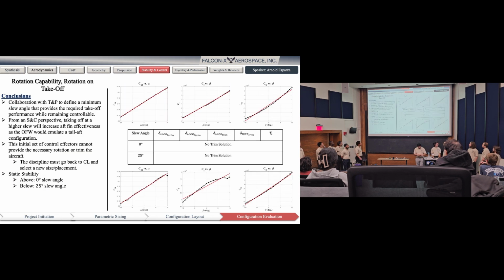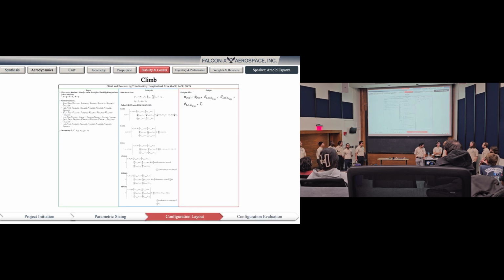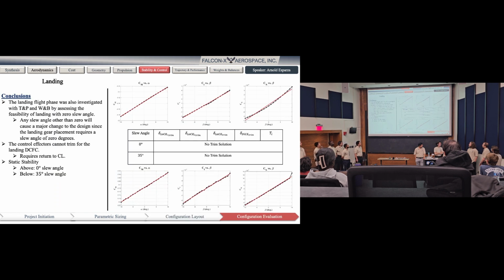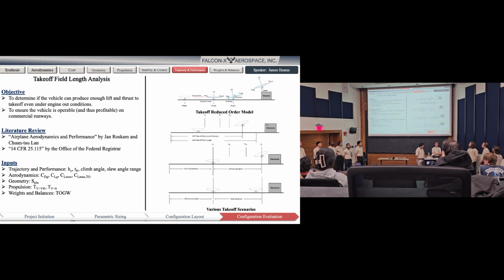Next slide. So our results are that we have no trim solution. In other words, we have no adequate control power. So that means that we have to go and resize back to CL. That means either resizing or placing the control effectors in a different position. Next slide. This is just our method for climb. Next slide. Same for cruise. Next slide. So landing also has shown that we need to go back and resize and reposition the control effectors. Next slide.